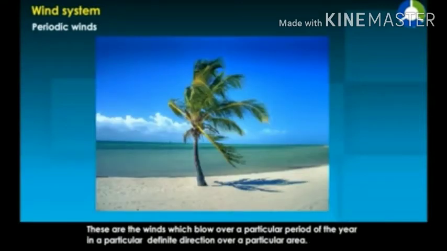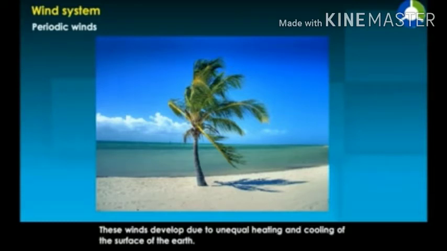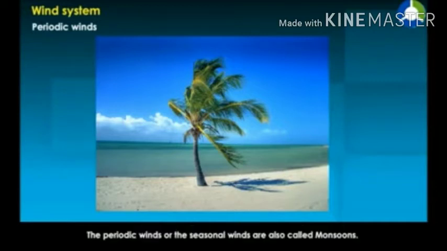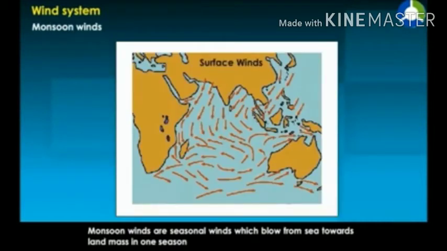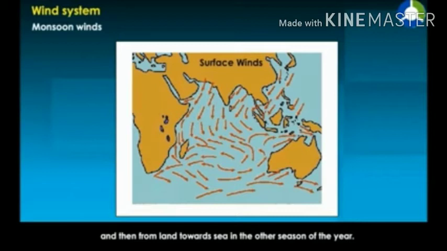Now the next is periodic winds. These are the winds which blow over a particular period of the year in a particular definite direction over a particular area. These winds develop due to unequal heating and cooling of the surface of the earth. The periodic winds or the seasonal winds are also called monsoon. Monsoon winds are the seasonal winds which blow from sea towards landmass in one season and then from land towards sea in the other season of the year.